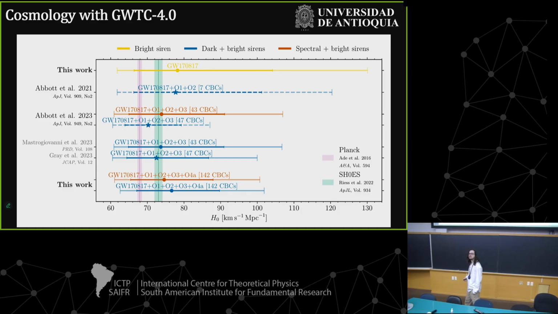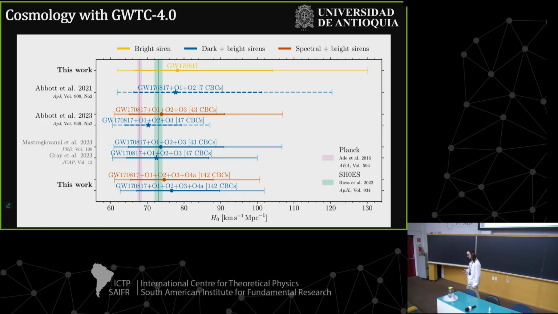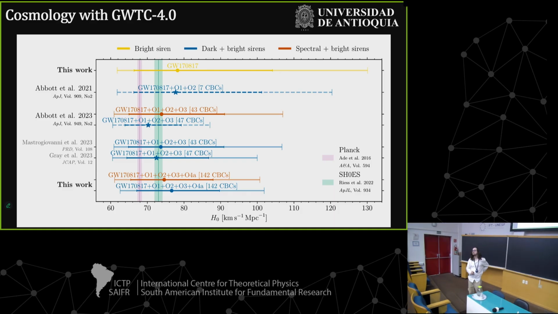So I have two questions and one comment quickly. In these results you're showing, I didn't understand why you go from using 40-something CBCs to 140 CBCs and the error bars don't improve. Do you know why, from these results compared to the last ones?